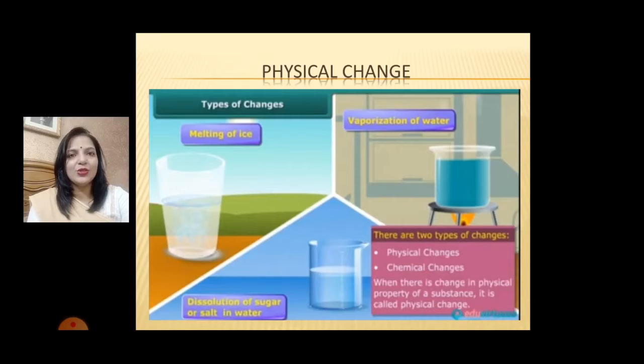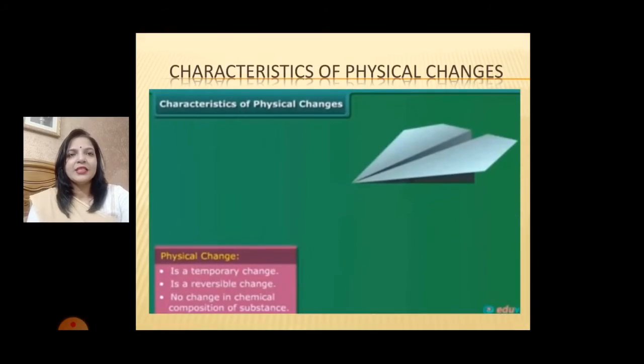Now, what are characteristics of a physical change? How should we come to know whether a kind of change is physical or it's chemical? Some of the points are: physical change is a temporary change. It's a reversible change, but not all the time. No change in chemical composition of substance. So these are the characteristics of physical changes.